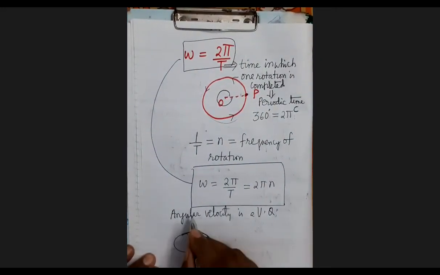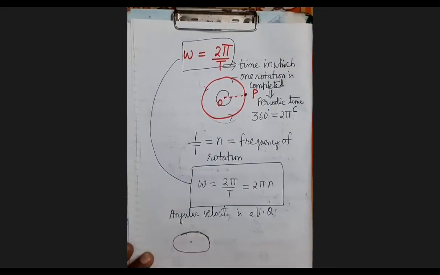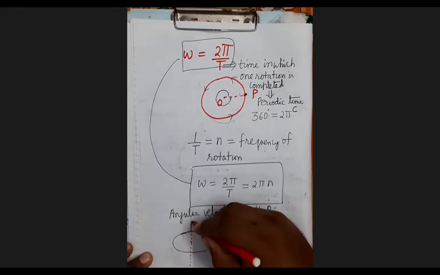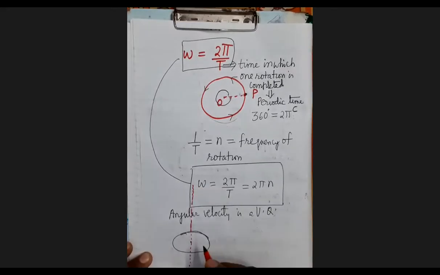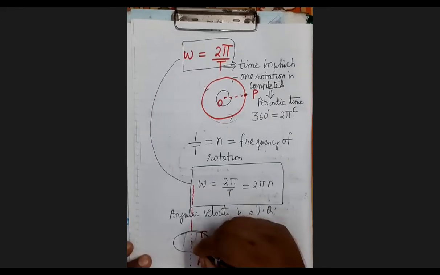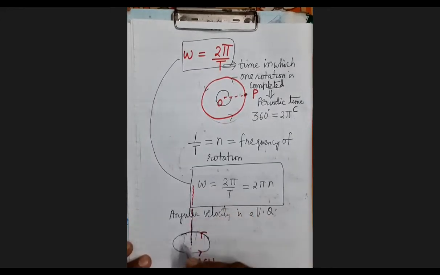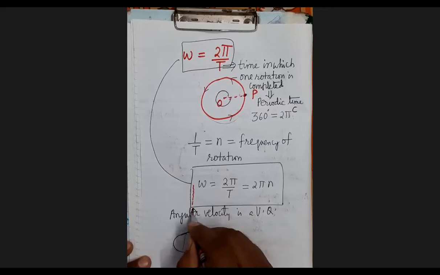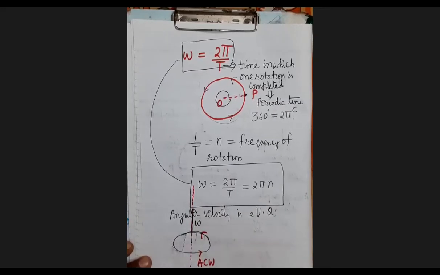This is the anti-clockwise rotation. What is the axis of rotation? I am showing the axis of rotation with this pen. This is the axis of rotation, and it is moving anti-clockwise. So what will be the direction of omega? The direction of omega will be normal to its plane and vertically upward. It means that if this circular path is situated on the plane of paper, omega will be vertically upward. This will be omega.